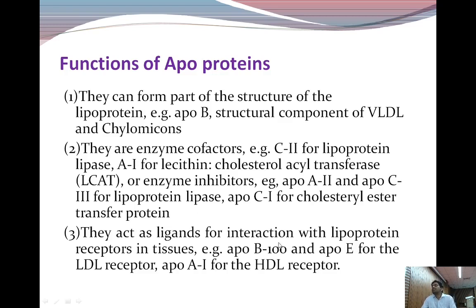Third, they can act as the ligand for interaction with lipoprotein receptors, the tissue receptors present in the body, in the liver and the other organs, for these lipoproteins to bind. So ApoB100 and ApoE, which are present on LDL, and ApoA1, which is present on HDL, mainly act as the ligand also. This part of the lipoprotein binds to the lipoprotein receptor, and that way it helps in the binding of the lipoproteins. So first a structural component, second enzyme cofactor and inhibitor, third ligand for binding with the lipoprotein receptors.